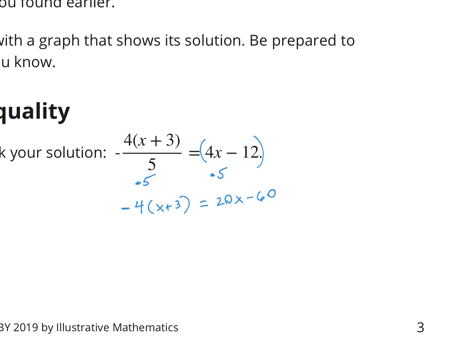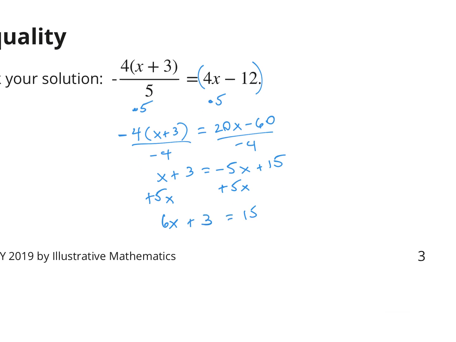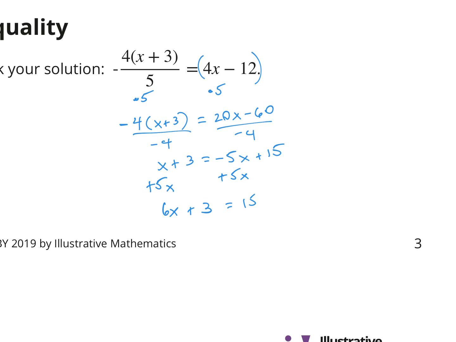Okay, from here, I have a couple of options. I could distribute the -4, or I could divide it out to get rid of it. So I'm going to go ahead and divide it out because it's fewer steps. So now I have x plus 3 equals -5x plus 15. From here, I'm going to get my variables on one side. So now I'm at 6x plus 3 equals 15. Isolate x, so subtract 3 from both sides.